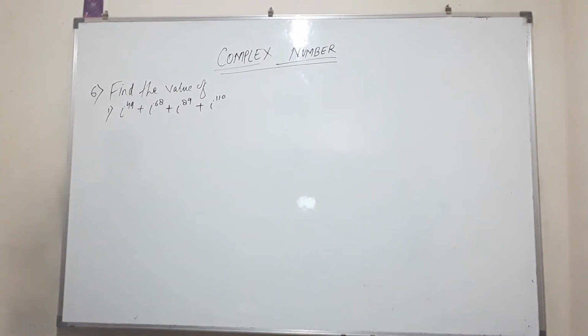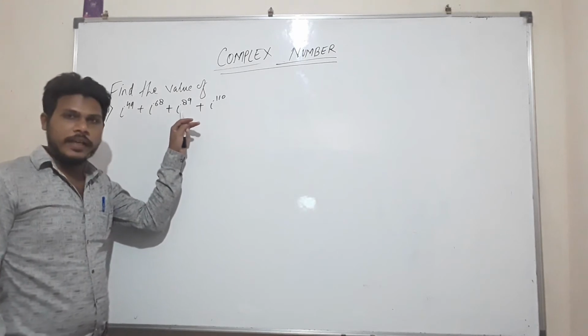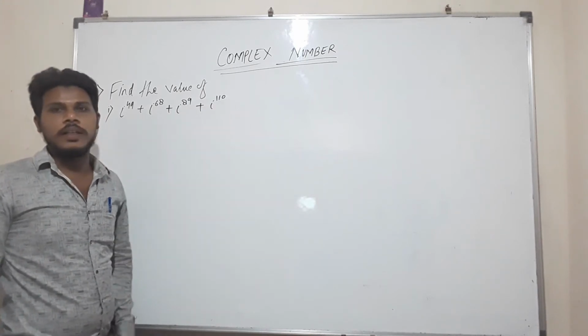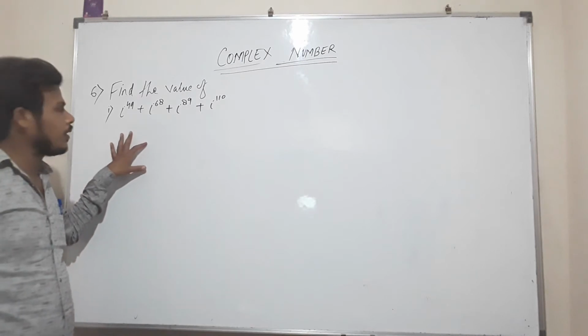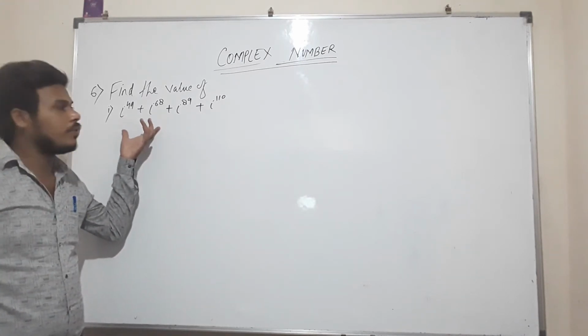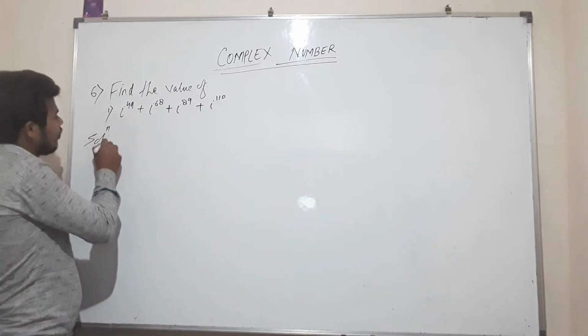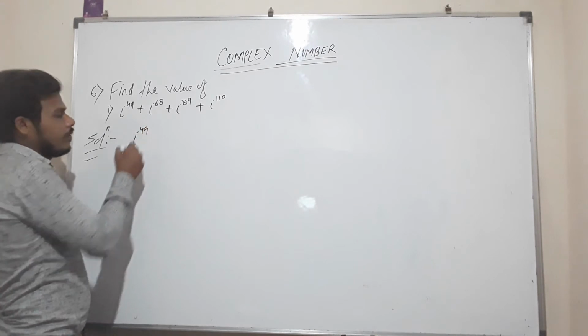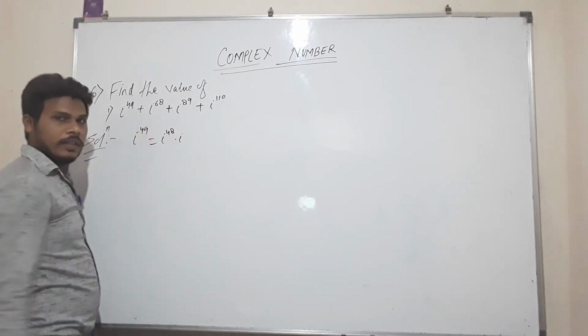Next question is: find the value of i raised to 49 plus i raised to 68 plus i raised to 89 plus i raised to 110. So first we will find the values of the higher powers of i separately, then we will substitute these values in this equation. Solution: i raised to 49 is equal to i raised to 48 into i, right?